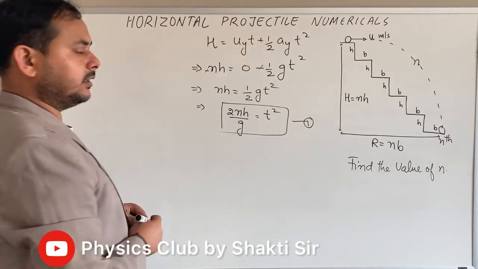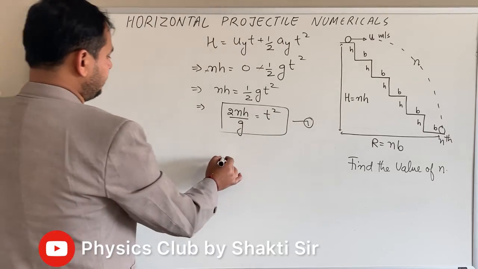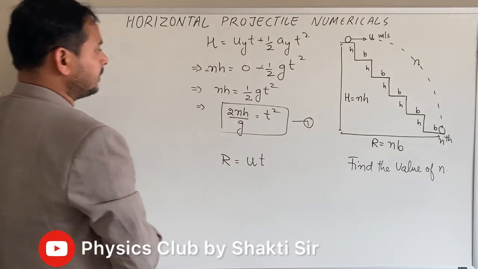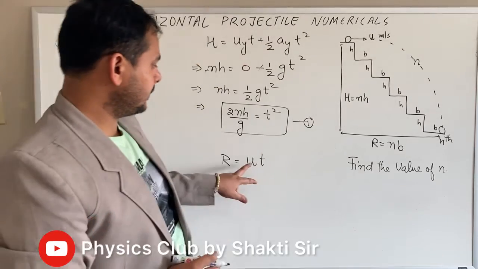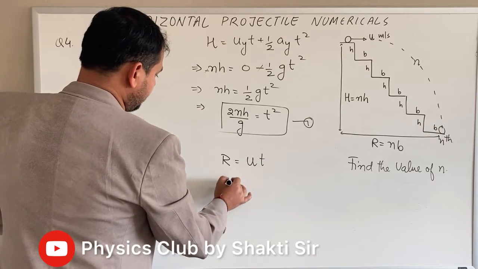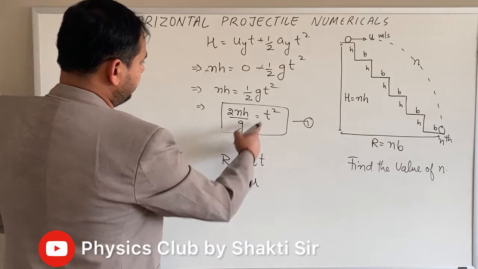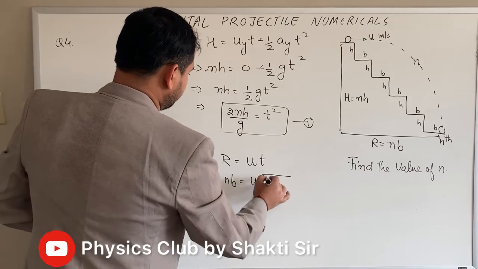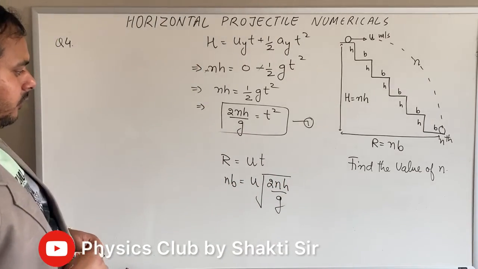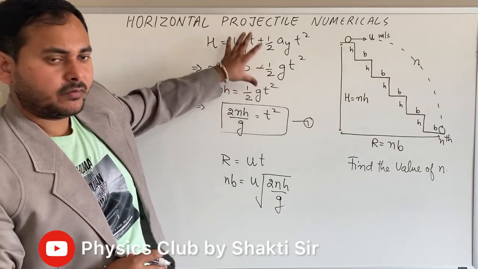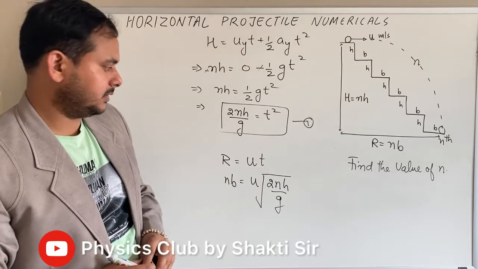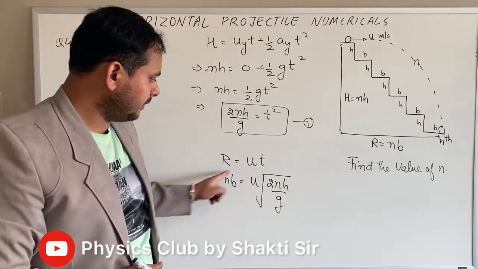Let's discuss the horizontal direction. Along the horizontal direction we have a range. A range is usually written as speed into time taken. This is the horizontal speed and the time taken. So let's put in the values. The value of r is equal to n times b, and the value of t is under root of 2 n h upon g. So we have utilized the y-axis, and this t is utilized here in the horizontal direction. So from this equation we will calculate the value of n.